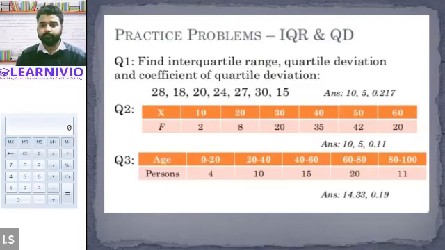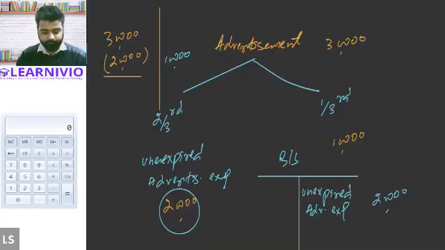Okay. As the individual series and discrete series are already clear, and we have done questions based on that, now we will discuss continuous series, how to calculate quartile deviation in case of continuous series.